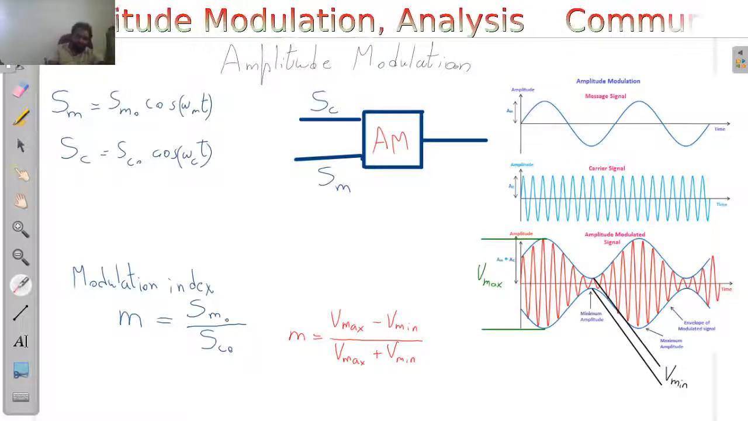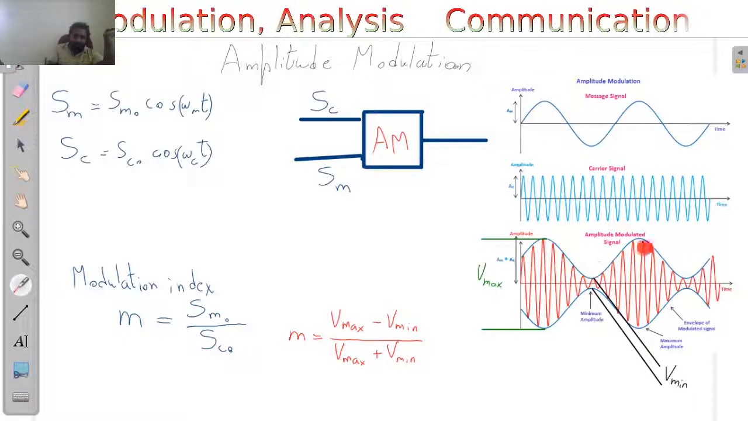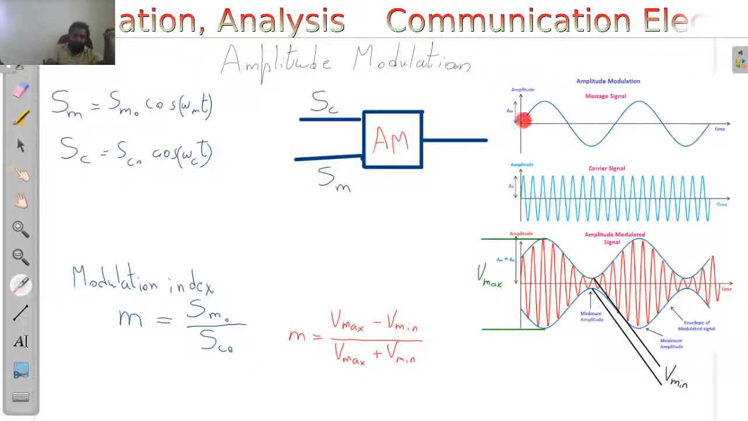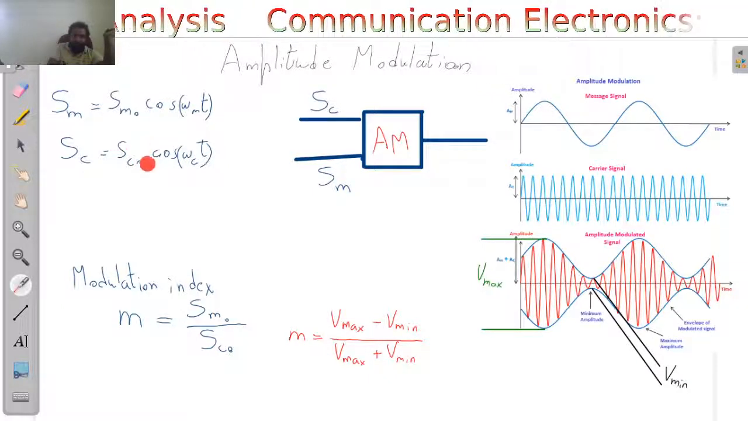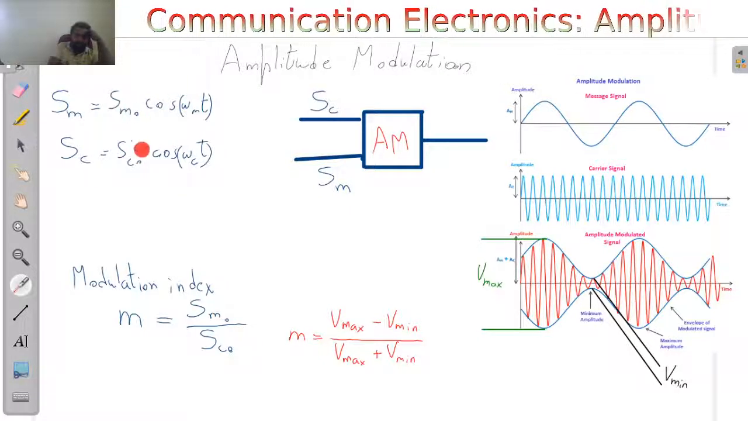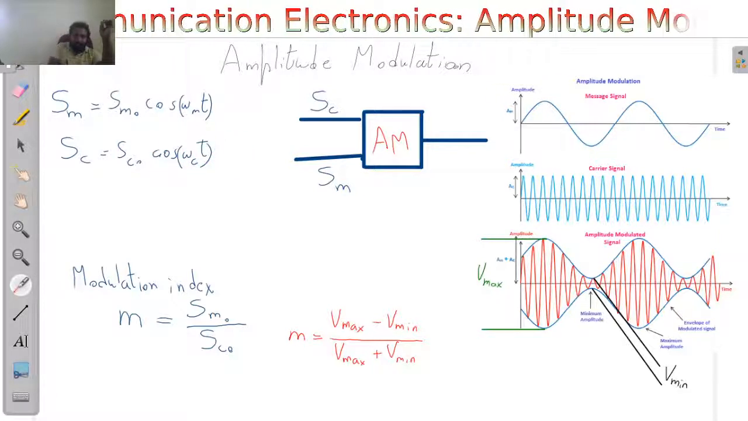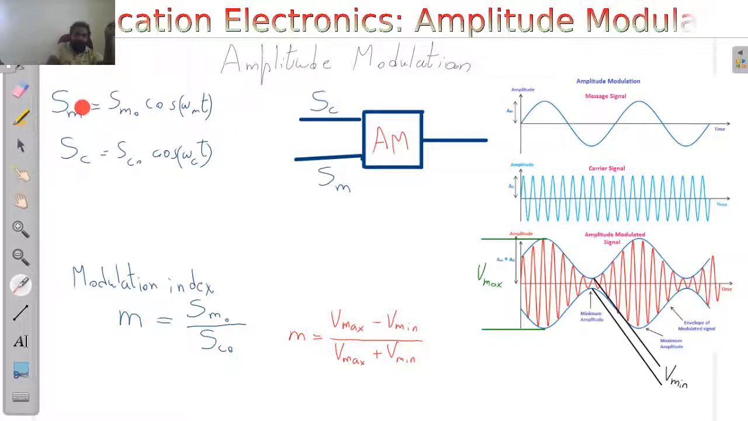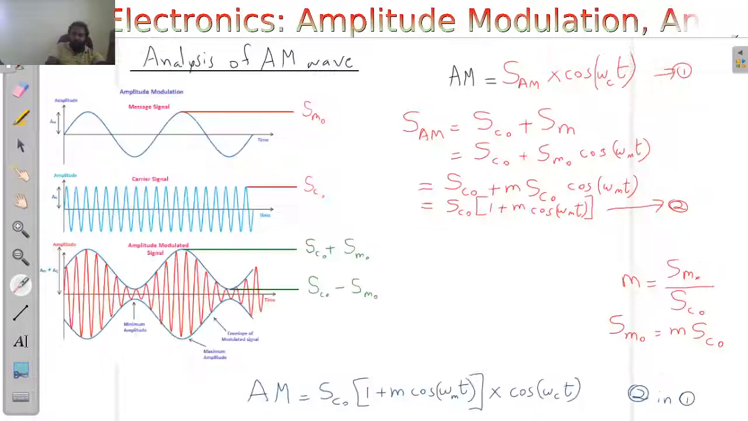But in the modulated case, the peak is varying. How is it varying? It is varying in accordance with the message signal. So your peak, that is this SC0, should be a function of your message signal. The rest is okay. The cos omega ct is fine, but your SC0 is a function of your message signal. So that is what I am going to show here.